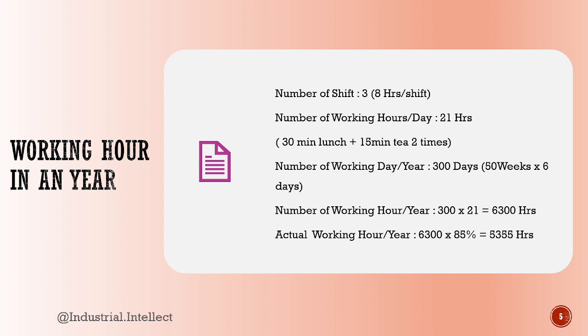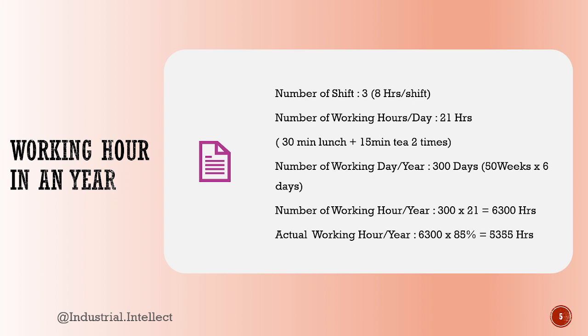Then the working hour in a year. As I explained, we can't consider the total available hour. If we are running an 8 hour shift, we have to consider an 8 hour shift, not the full 21 hours in a day. For this calculation, we have considered that the machine will run on three shifts, and the total available hour, as we all know, is 24 hours a day, 8 hours per shift.